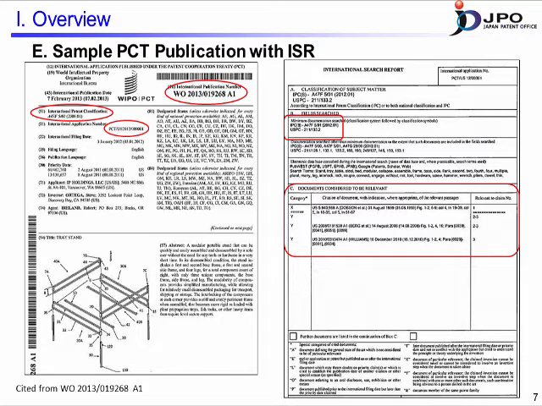This document is a sample PCT international application publication with ISR. Red circles indicate important information as follows: International Publication Number, Assigned IPC, International Application Number, Field Searched, and documents considered to be relevant.